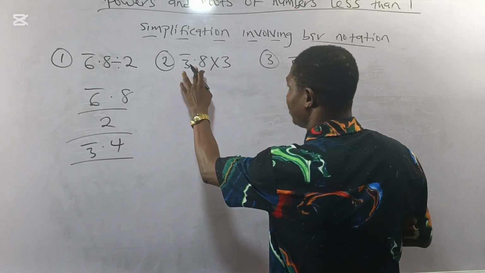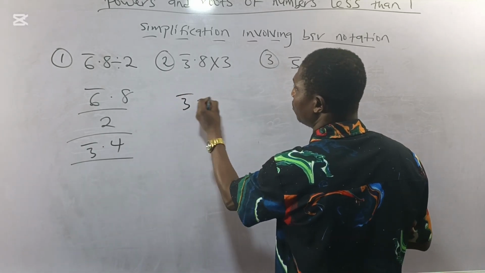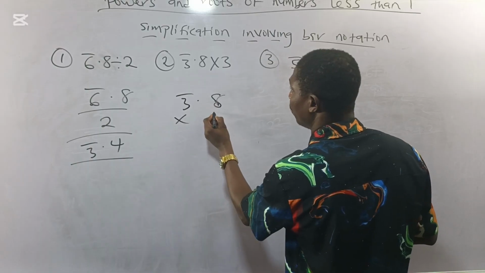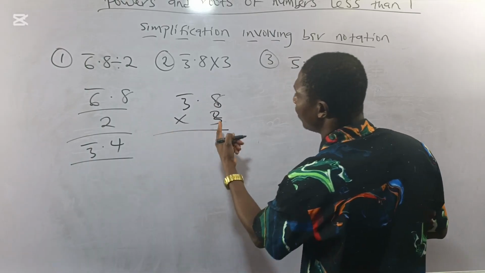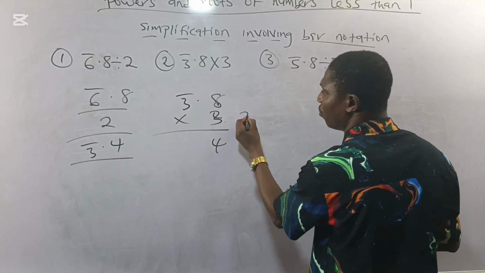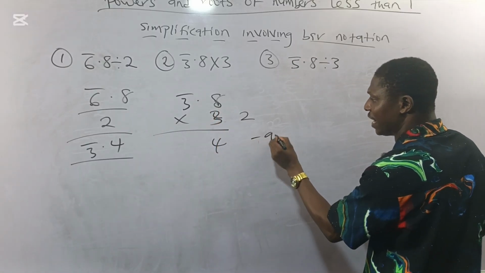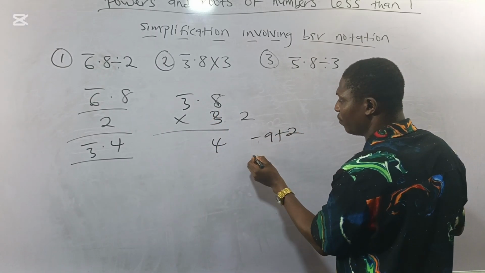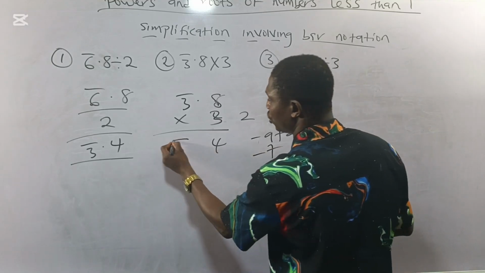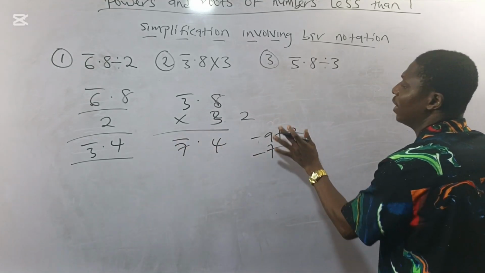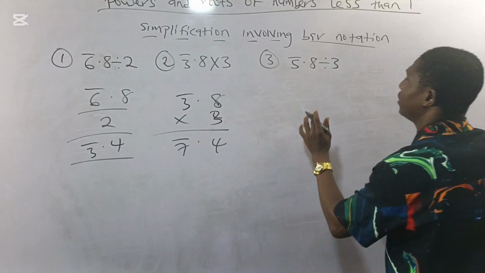Second question says bar 3.8 times 4. This is bar 3.8 multiplying 4. And I'll have 4 times 8 is 32. 2 carry 3. 4 times bar 3 will give me bar 12. Bar 12, which is minus 12, plus the 3 that is left will give me minus 9, which is bar 9. So the answer is bar 9.2.